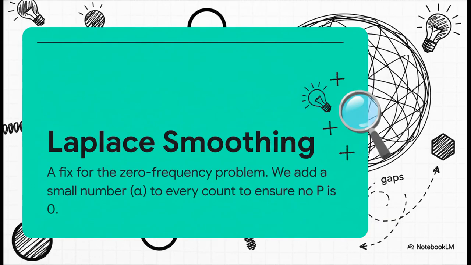Luckily, there's a simple fix for this, and it's called Laplace smoothing. You can think of it like this. We're just going to add 1 to every single count. It's like giving every possible outcome a tiny little head start. This ensures that no probability can ever be exactly 0, which saves our model from being totally thrown off by something it just hasn't seen in its limited data.